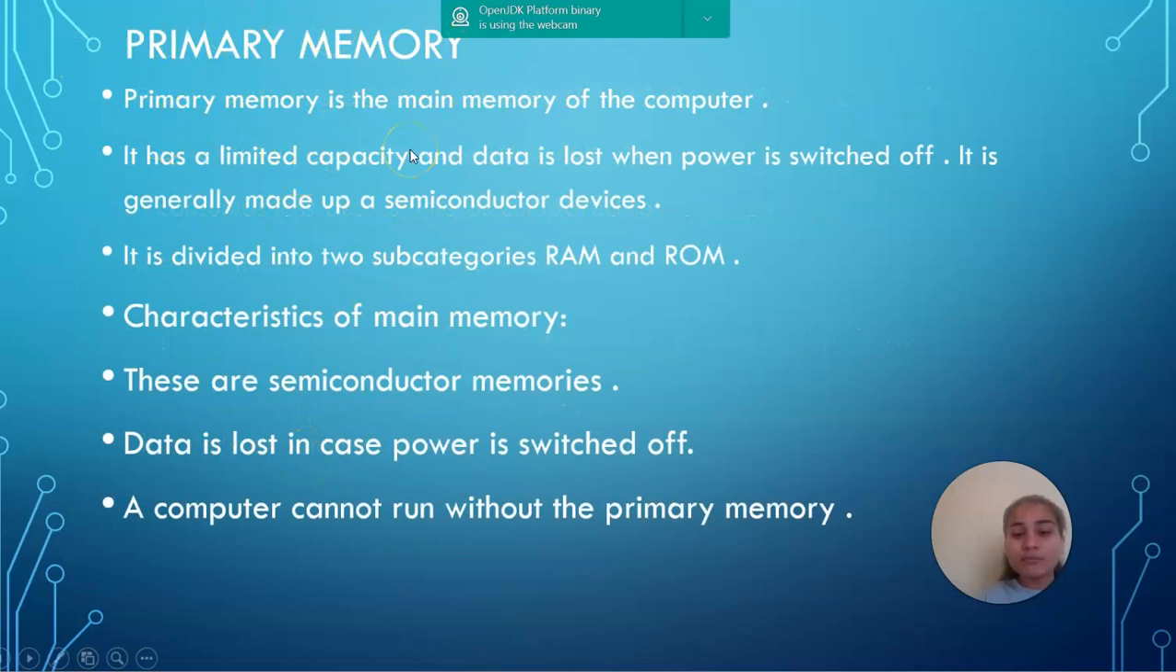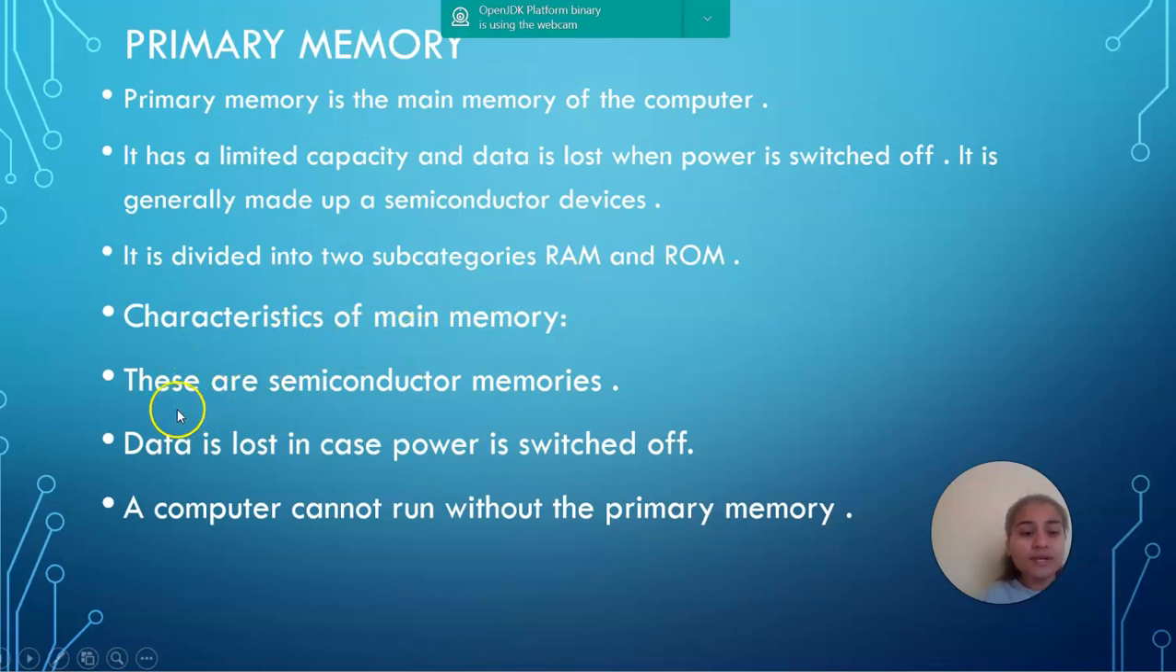Now, primary memory. Primary memory is the main memory of the computer. It has limited capacity and data is lost when power is switched off. It is generally made up of semiconductor devices. It means when we switch off the computer, or when power is off, the data will be lost. It is divided into subcategories: RAM and ROM.